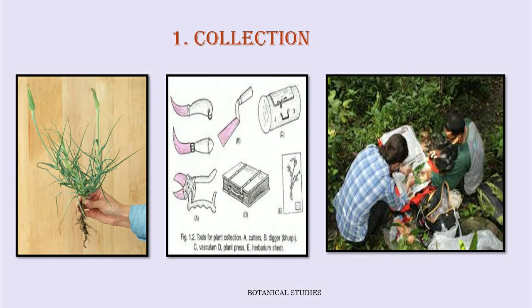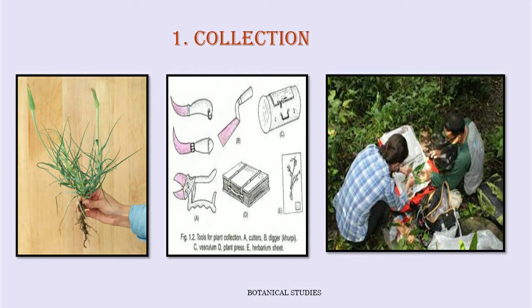Collection. A complete specimen possesses all parts, including root system, flowers and fruits. Therefore, regular field visits are necessary to obtain information at every stage of growth and reproduction of the plant species.